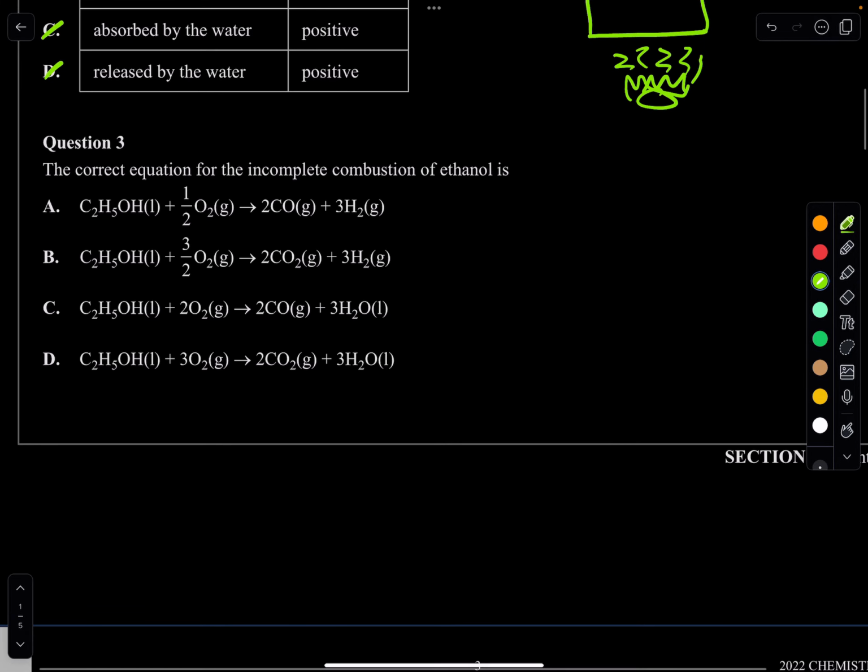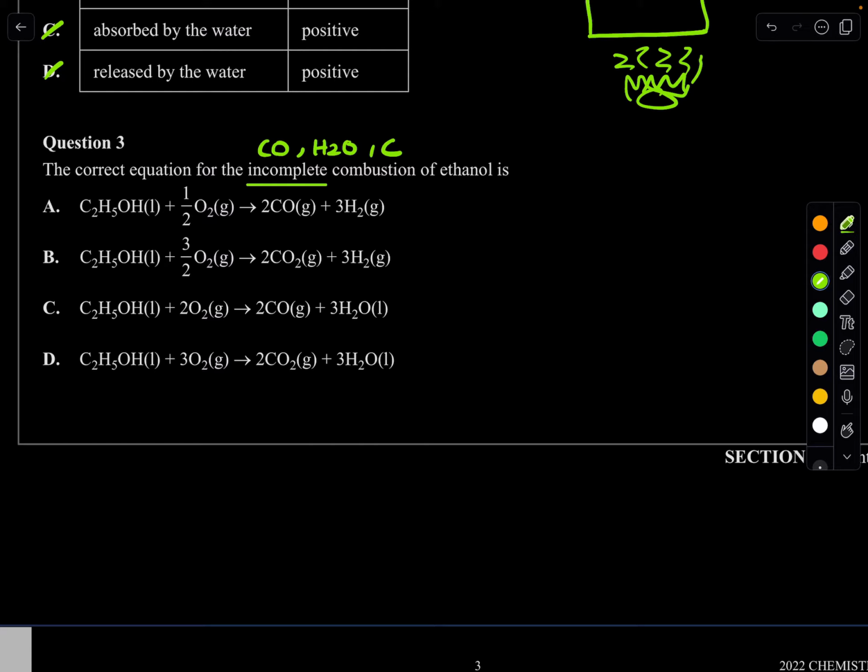Question 3. The correct equation for the incomplete combustion of ethanol is what? So remember, we're talking about incomplete combustion. When there's an incomplete combustion, we don't release CO2. We release carbon monoxide, water, and sometimes actually soot, which is just carbon overall. These are the things that you basically release. Let's see which ones have carbon dioxide, and those are the wrong ones, so not this and that. Remember, you don't release carbon dioxide, you release carbon monoxide.